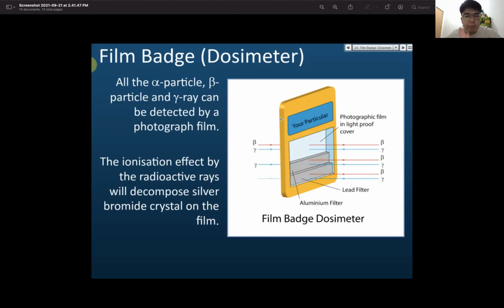Basically, what this film badge does is that it tells you how much you are exposed to radiation on that day. Let's say you are a worker at a nuclear power plant. You're not able to see radiation, right? You need something to detect it. So you wear the film badge. At the end of the day, you submit the film badge and then they can tell you how much you were exposed to radiation today.